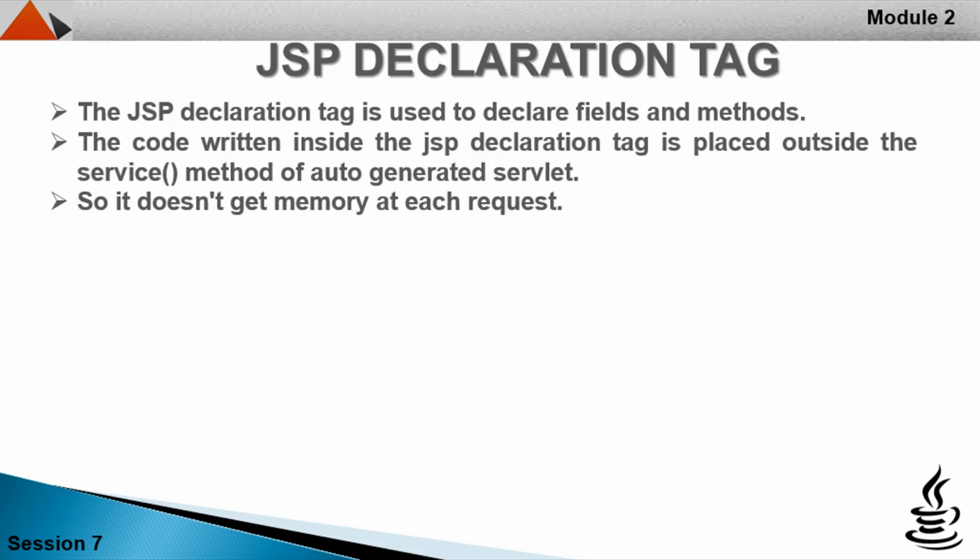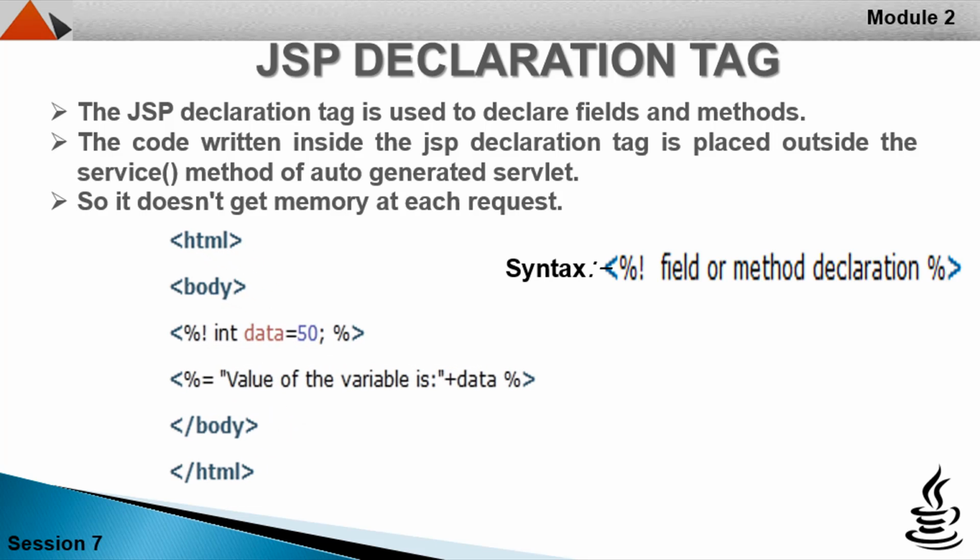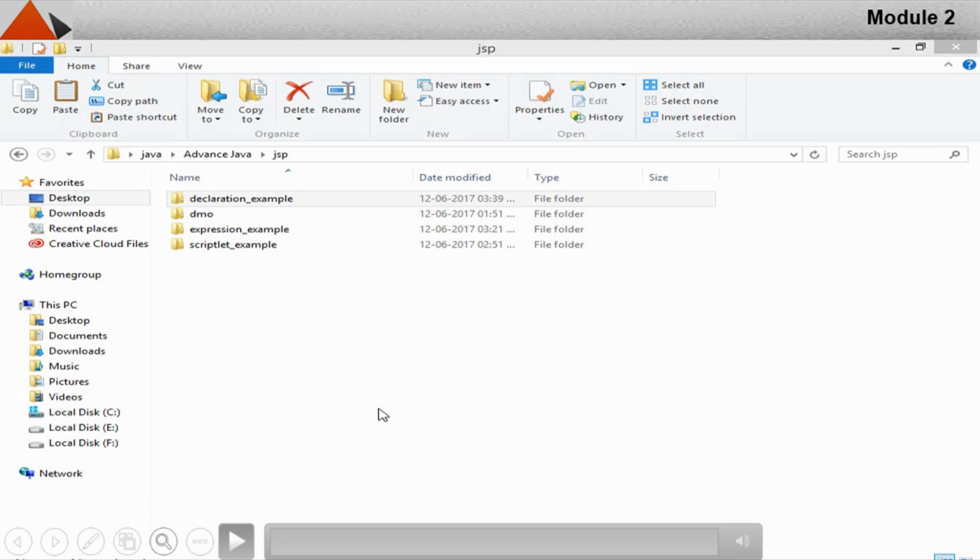JSP declaration tag. The JSP declaration tag is used to declare fields and methods. The code written inside the JSP declaration tag is placed outside the service method of the auto-generated servlet, so it doesn't get memory at each request. See the syntax. There is also a sample program on your screen and we will do a live example as well. Let's see the example.